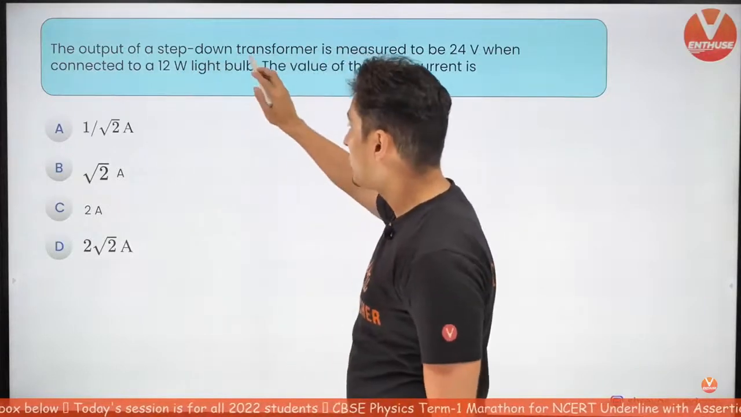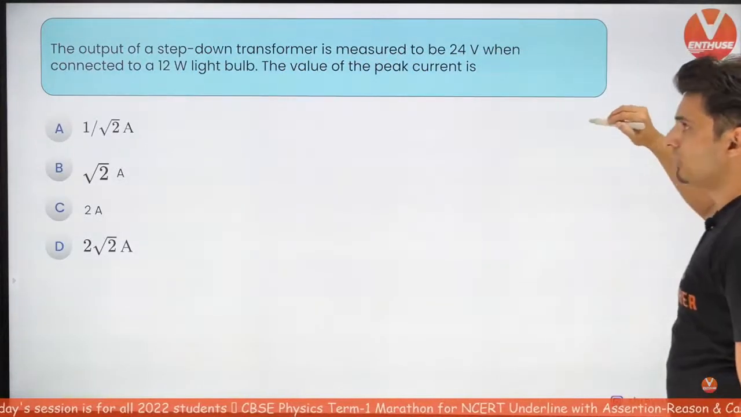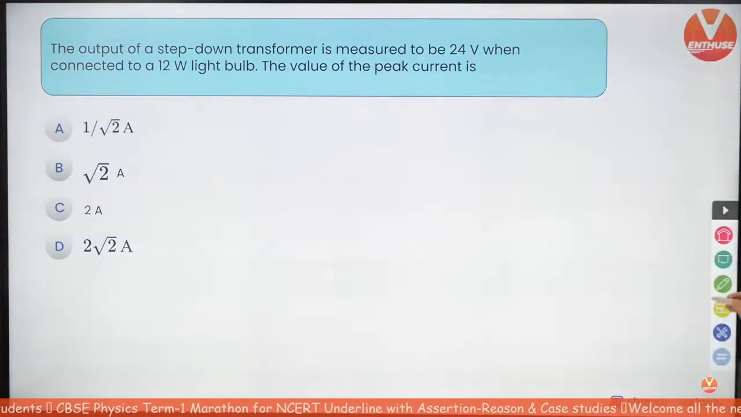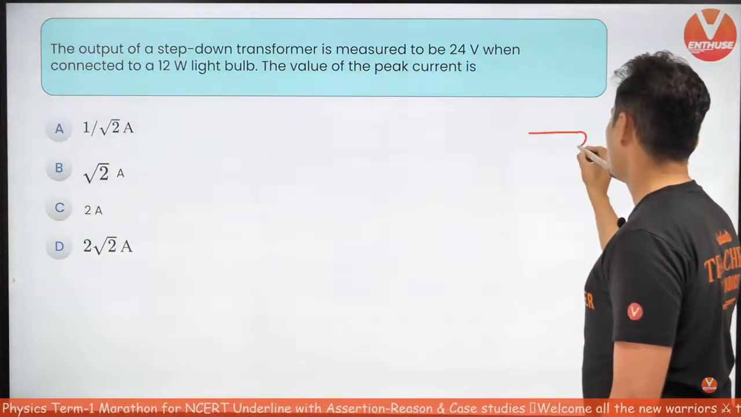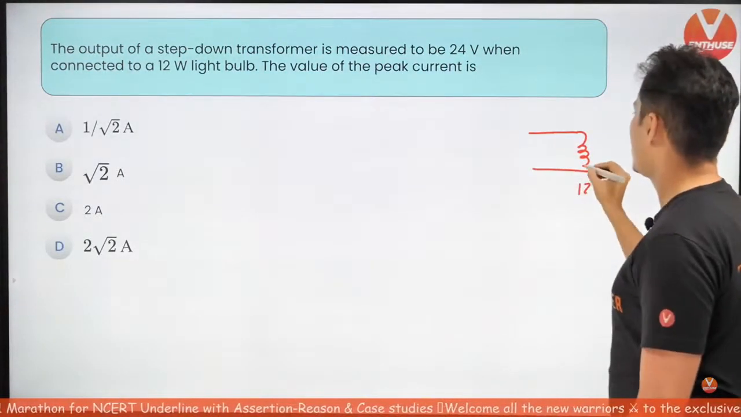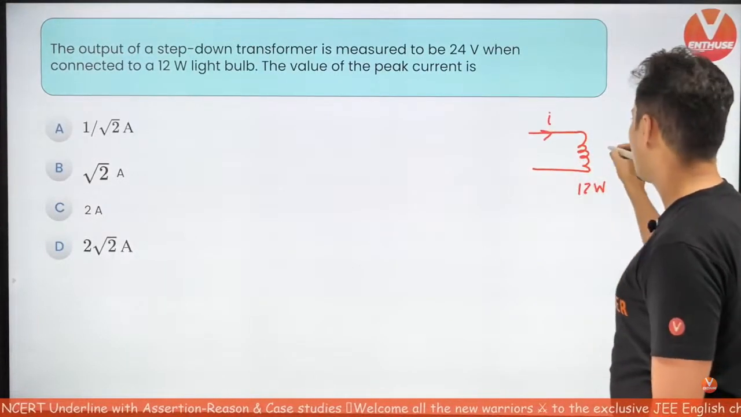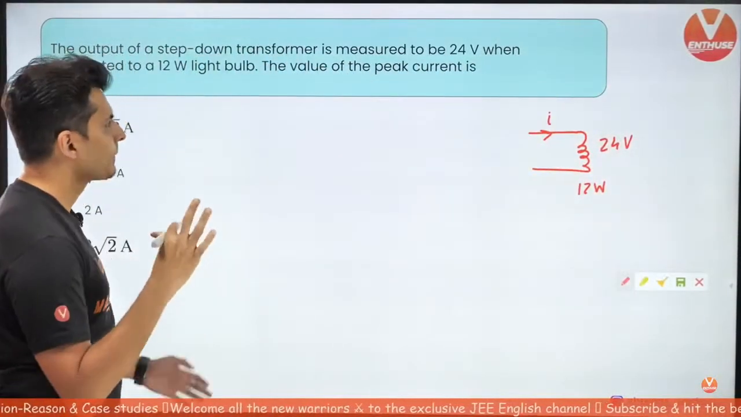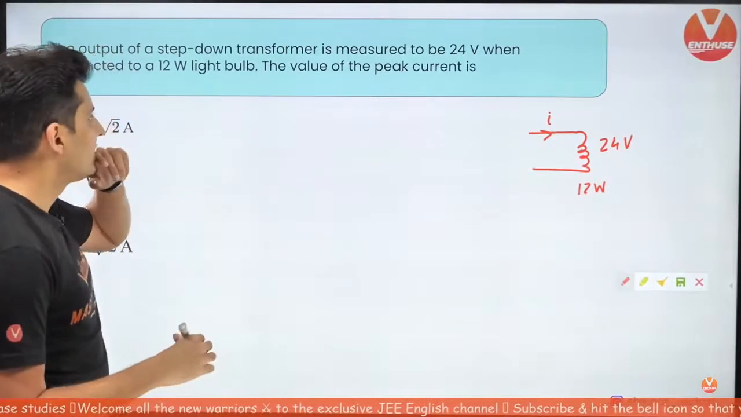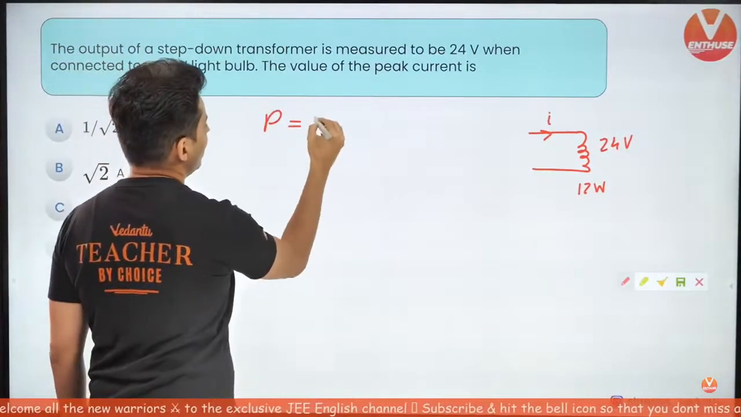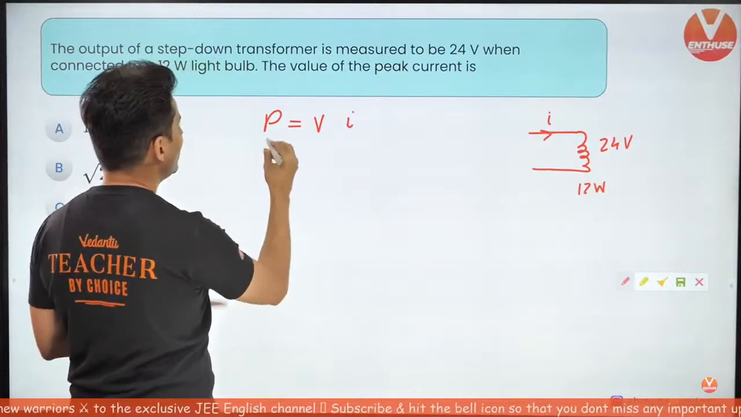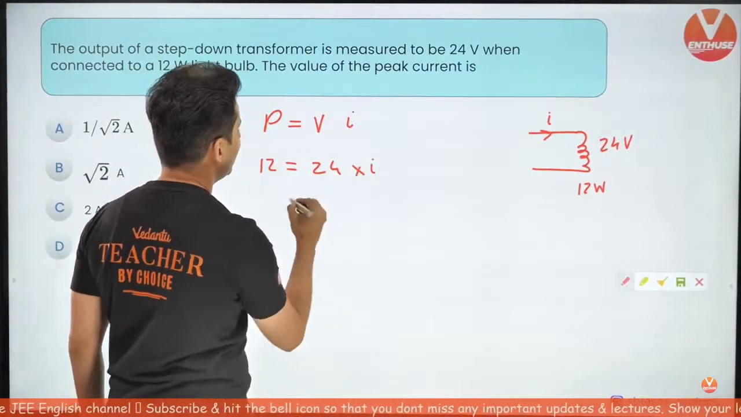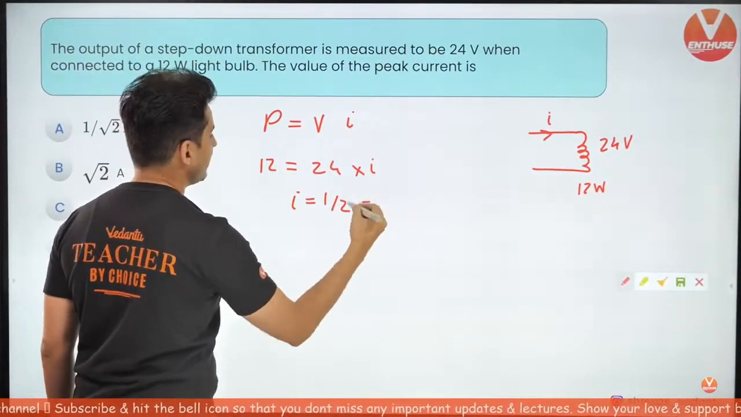The next one: the output of a step-down transformer is 24 volts when connected to a bulb of 12 watts. What is the value of the peak current? So essentially you have taken a bulb of 12 watts and you have to pass some current. The voltage is 24 volts. Now just simply use power is V into I. Power is 12, voltage is 24, into current, so current will be half, which is basically 0.5.